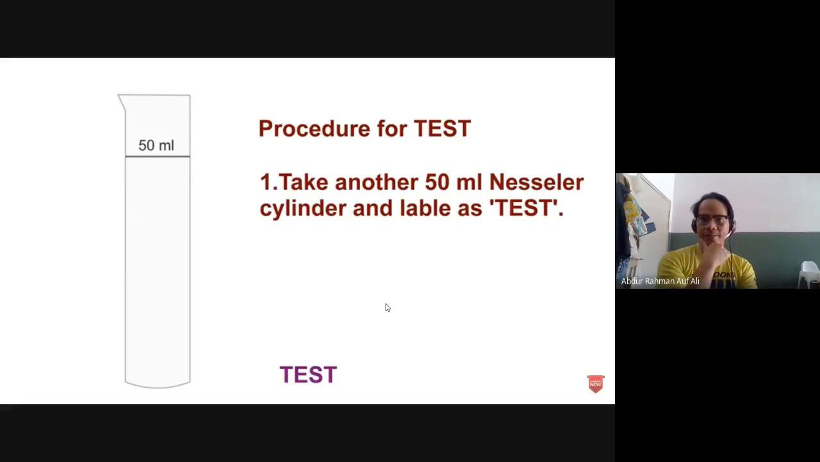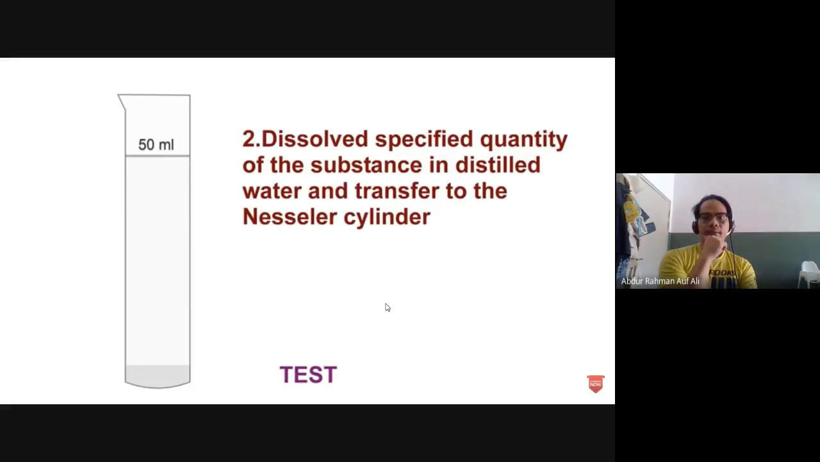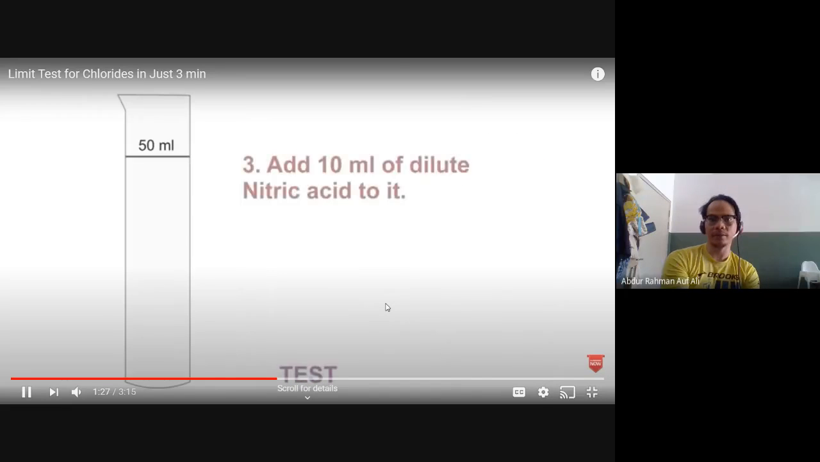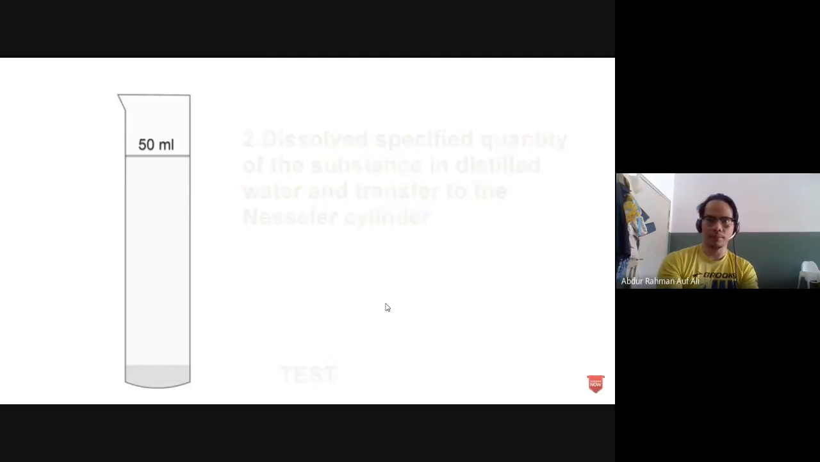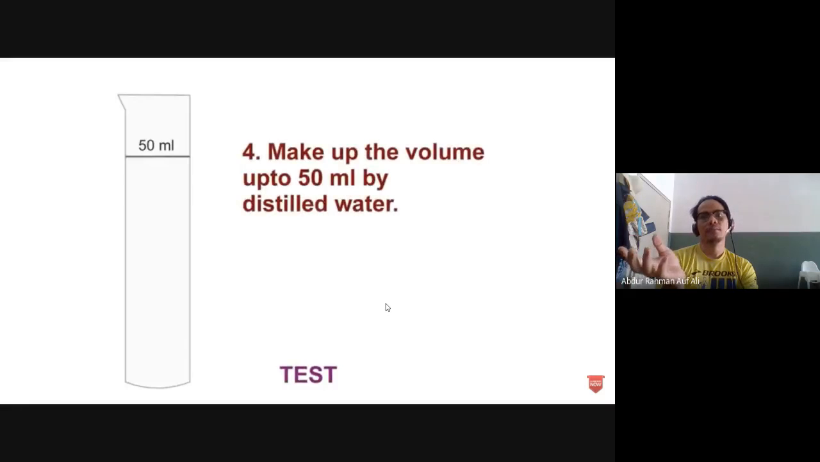So procedure for the test, this is for our sample solution. So take a 50 ml Nessler cylinder, label dia. So buat benda yang sama juga. Ambil kita punya bahan tu, selalu kita perlu timbang 1 gram ke whatever lah, depending on the lab manual. Kemudian kita larutkan dengan the same method as our standard tadi. Okay, so kat sini dissolve specified quantity, so kita kena timbang. Kemudian tambah 10 ml of nitric acid macam standard tadi. Make up to the volume.